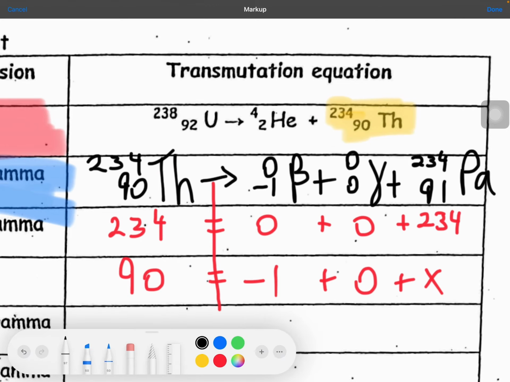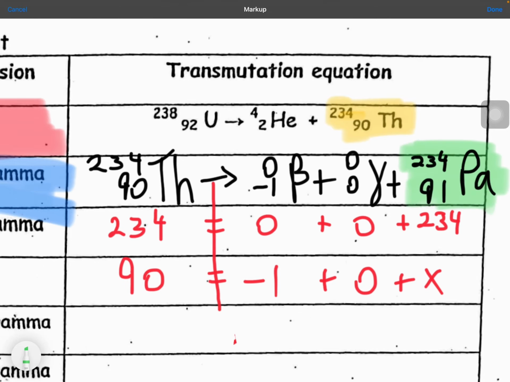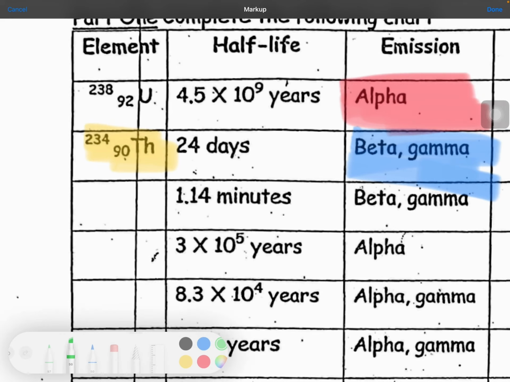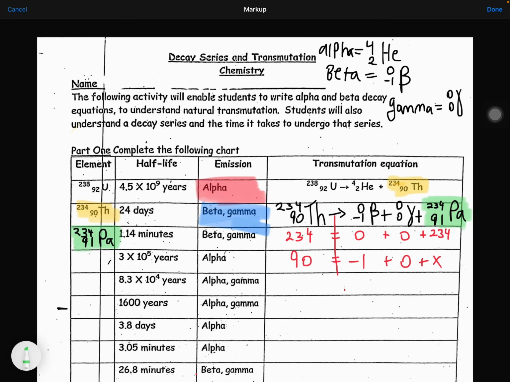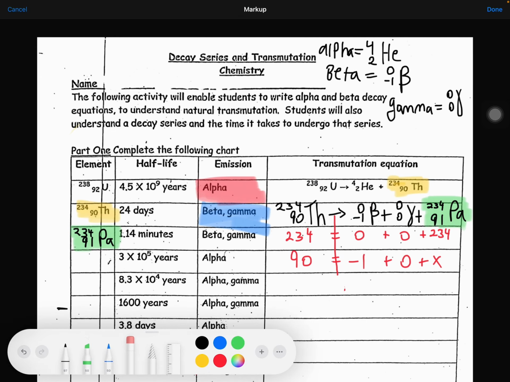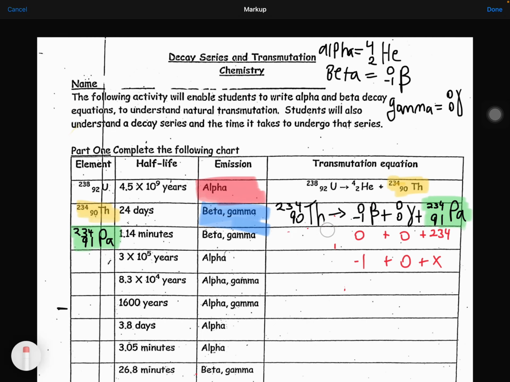So now we're taking this 234 91 Pa and we're going to move it down here. Notice how I just moved it right down, because that's what you're going to be doing for each one of these problems. You're going to write out the equation, move down to the conclusion, and then you're going to keep going until you get to the end. So let's keep going.